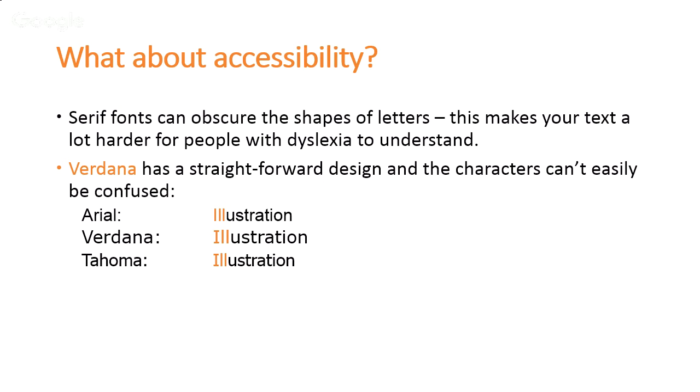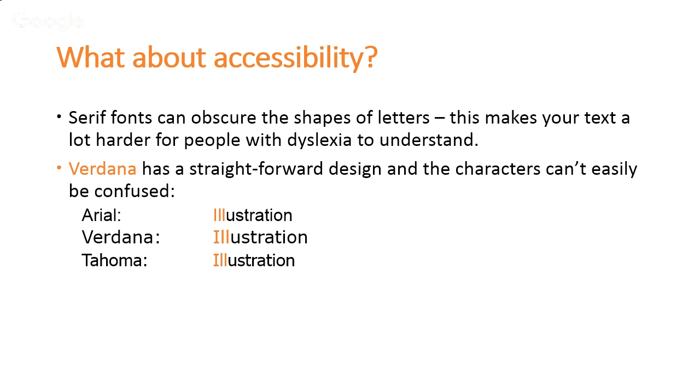Verdana is traditionally used for accessibility. It has a really clean design, and the characters can't be confused that easily either. In this example, I've compared Arial with Verdana and Tahoma, and I've written the same word in all three different fonts. What's really interesting is that Arial doesn't have the little inflections on the capital I. So when placed next to the lowercase l, it looks really similar. That can cause confusion.